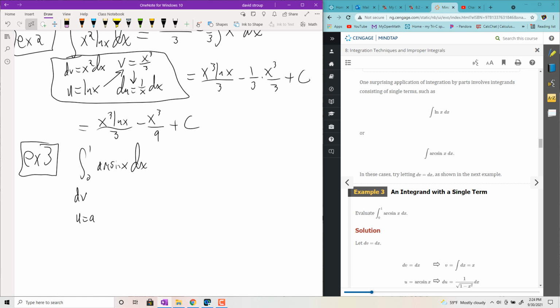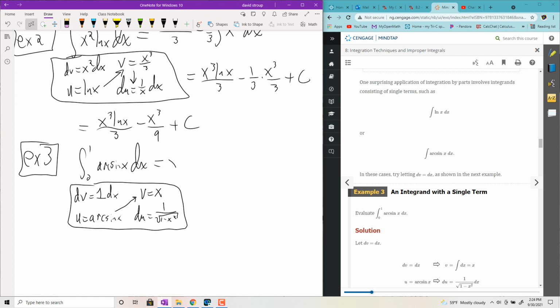So I have arc sine of x for u. dv, then just make 1, right? 1 dx. So v, integrating 1 dx, is just going to give me x. The derivative of u is 1 all over the square root of 1 minus x squared. And I can box this off. Try to keep your work nice and neat so other people can read it.